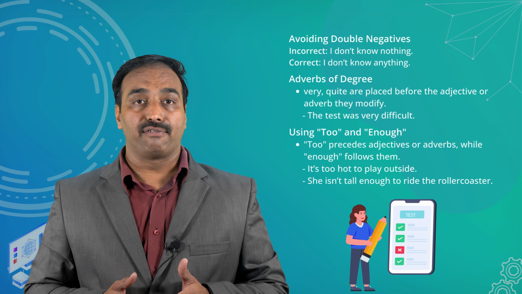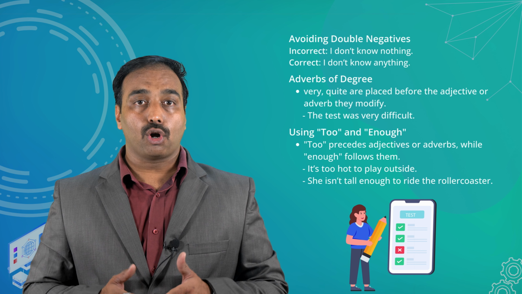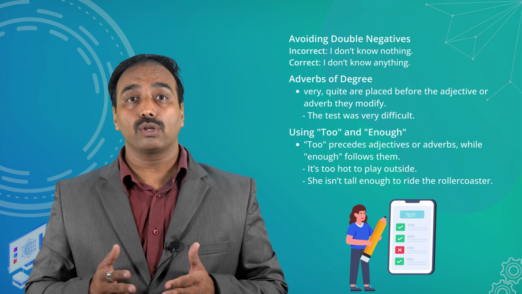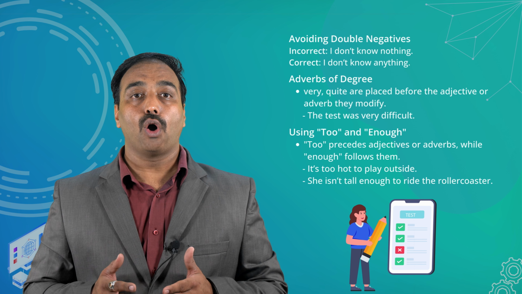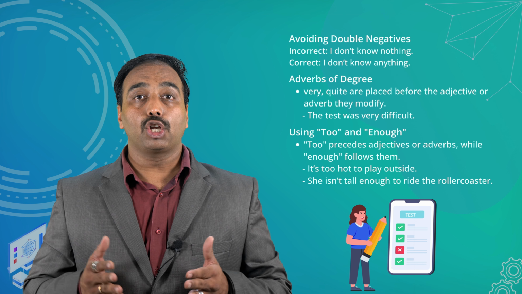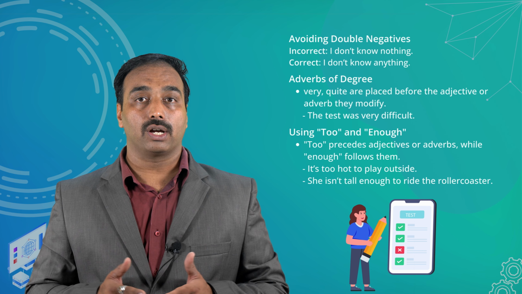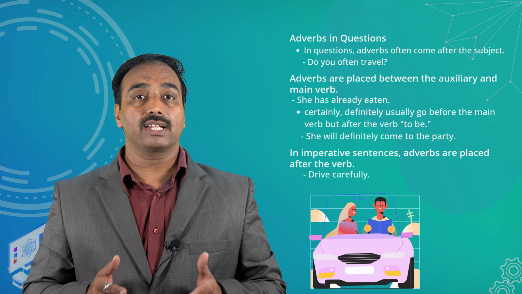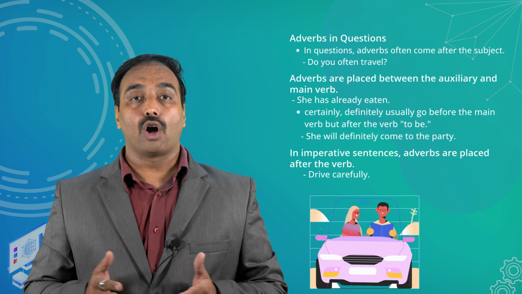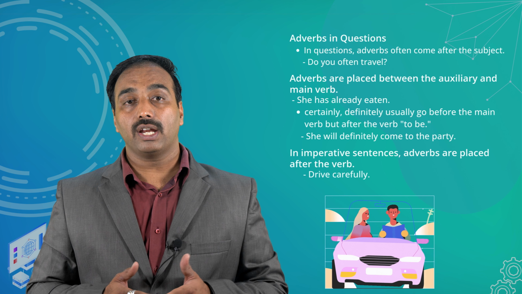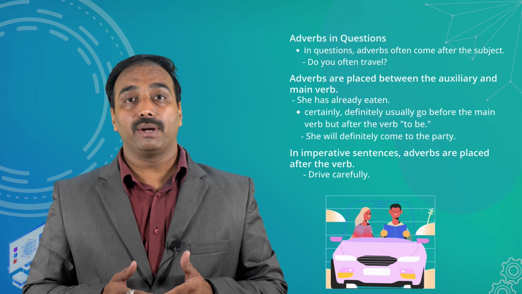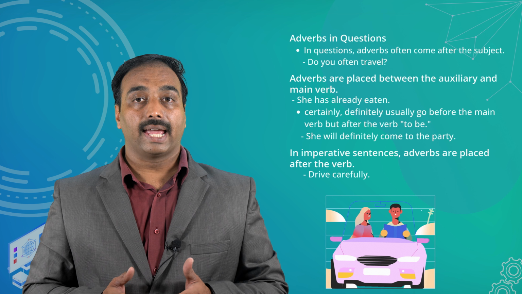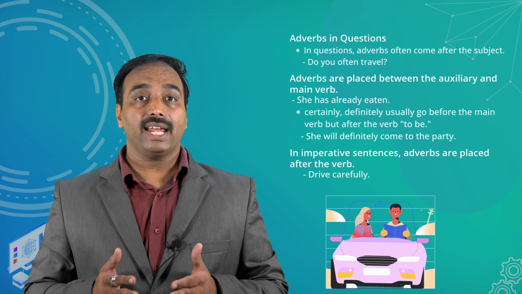Using too and enough. Too precedes adjectives or adverbs while enough follows them. Example: it's too hot to play outside. She isn't tall enough to ride the roller coaster. Adverbs in questions. In questions, adverbs often come after the subject. Example: do you often travel? Adverbs with auxiliary verbs. Adverbs are placed between the auxiliary and main verb. Example: she has already eaten.